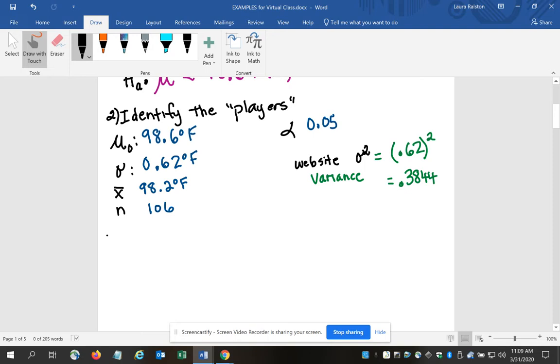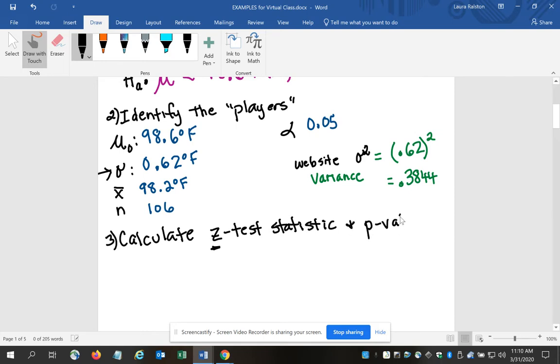The third step is to calculate the test statistic. For us, we're calculating a Z test statistic. We're using Z because we know the population standard deviation. That is the clue that we're going to do a Z test. And with that Z test, we have a corresponding p-value that the calculator is going to calculate. Remember, that's our probability value.